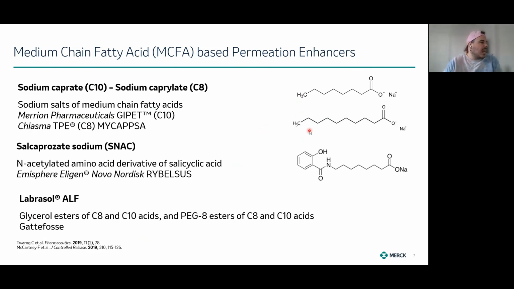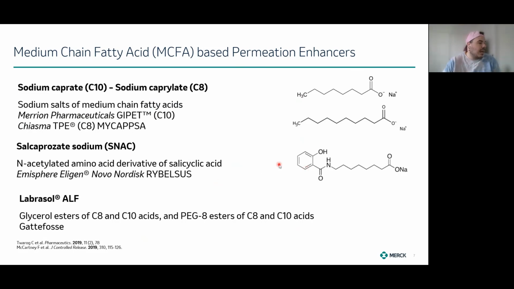So sodium caprate was originally licensed by Marion Pharmaceutics in their GIPET formulation. So that's the gastrointestinal permeation enhancing technology formulation. And that was licensed by Novo Nordisk for their oral insulin programs and also their oral GLP-1 analog programs. But it was terminated when Novo Nordisk decided to move on to SNAC, which is the next one here.